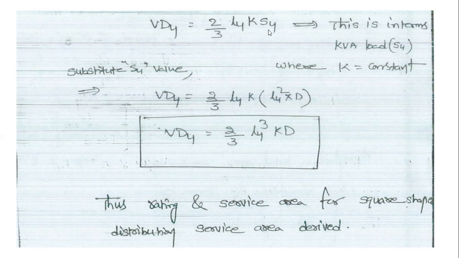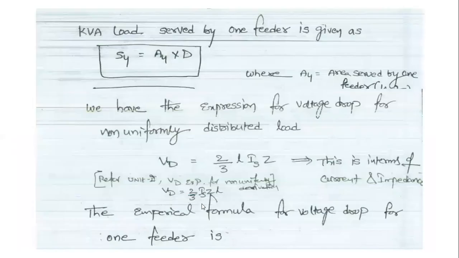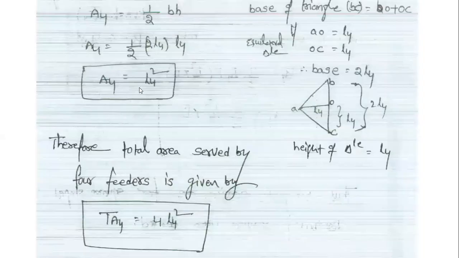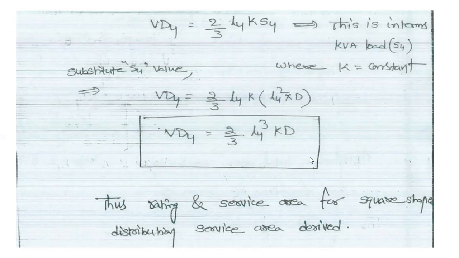Substituting the S4 value in the previous equation, S4 is equal to A4 into D. What is my A4 value? A4 is equal to L4 square. Substituting that, S4 is equal to L4 square into D.